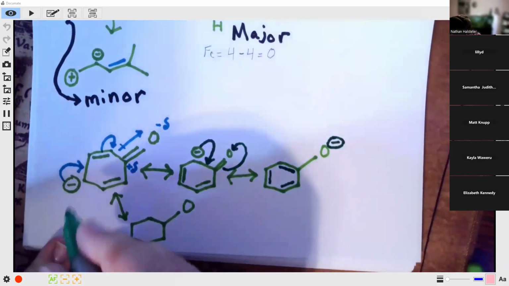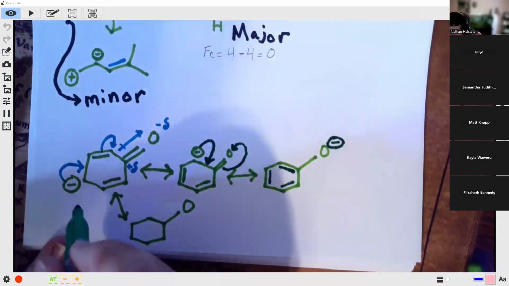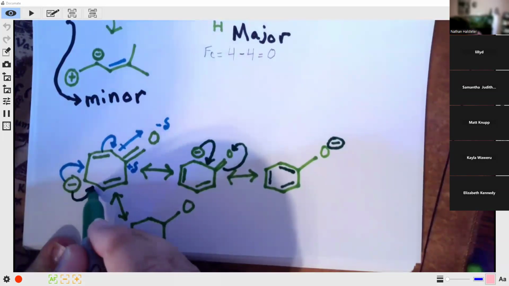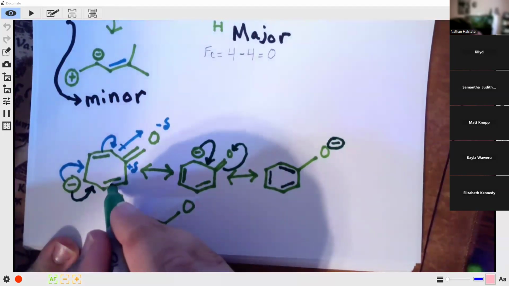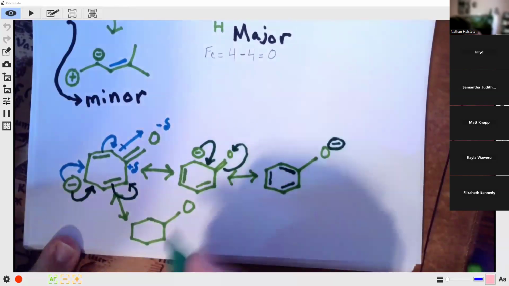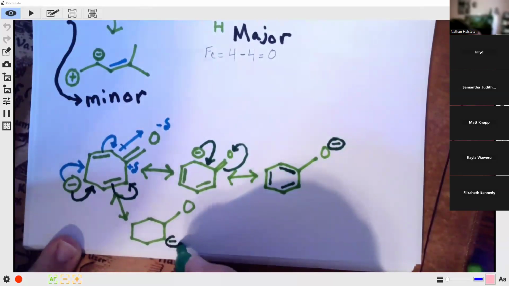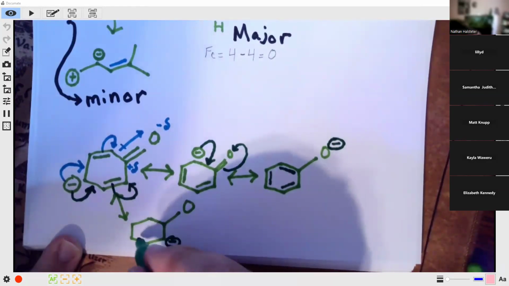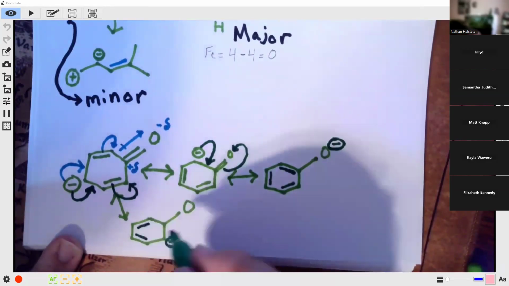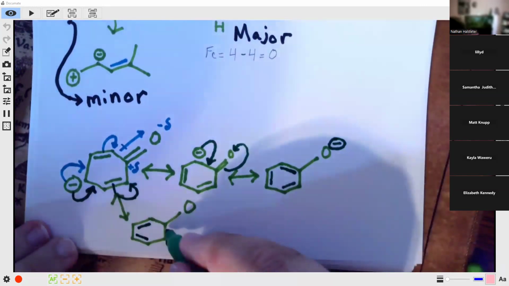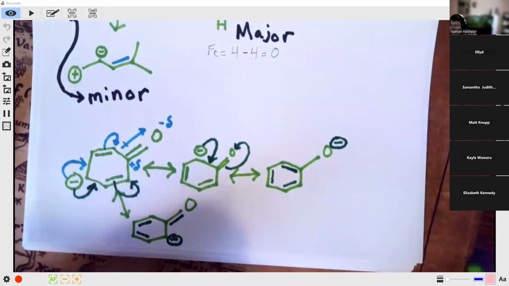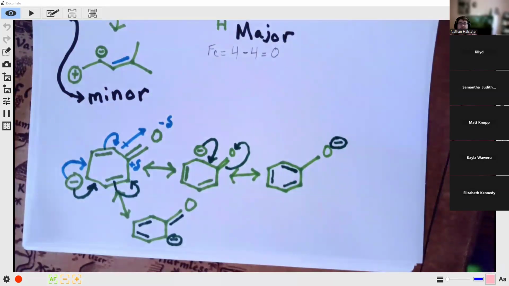And then down here, at the start, we could have taken this negative charge and moved it this way, put the negative charge there, and took those pi electrons, the double bond, and put them right here. And that would have looked like that. So there are 4 possible resonance structures for this ion. So vocab, ion, hopefully we know that. An ion is just a charged molecule.